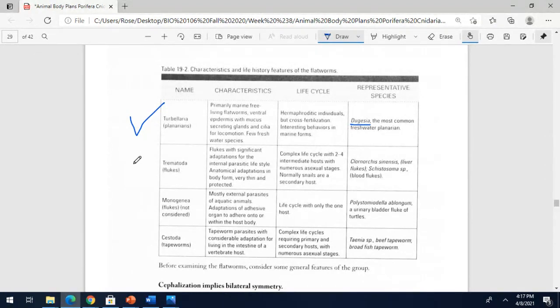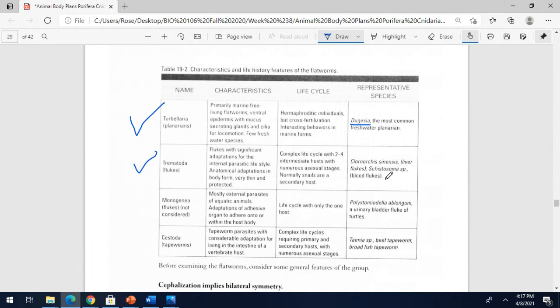The next clade is Trematoda, which are called the flukes. We'll talk about that. Our examples are Clonorchis sinensis and Schistosoma. That's the blood fluke. We have the liver flukes and the blood flukes.